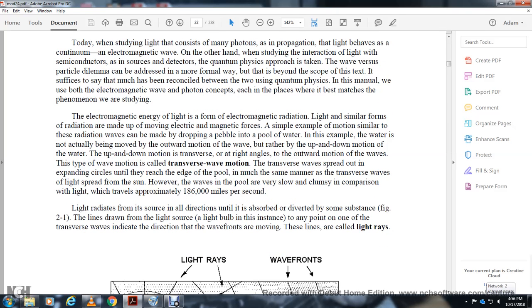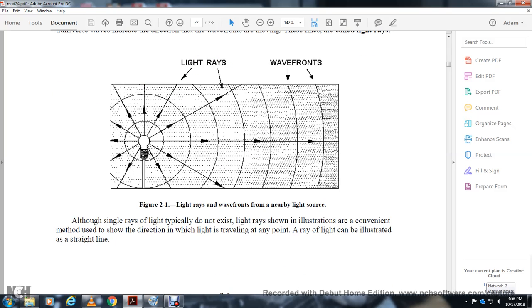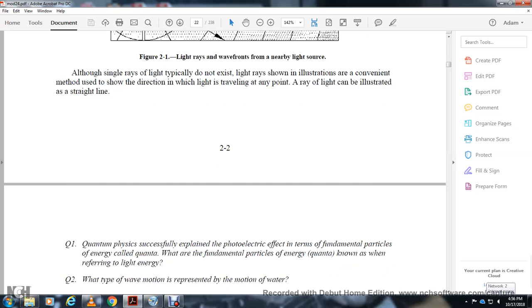Alright, light radiates from the source in all directions until absorbed or diverted by a substance, Figure 2-1. The lines shown from the light source, the light bulb, at an instant of time, transverse in the direction of the wavefront and are called light rays. Light rays and wavefronts. Although single rays of light typically do not exist, the light rays shown in the illustration are a convenient method used to show the direction in which light is traveling at a point. A ray of light may be illustrated as a straight line.